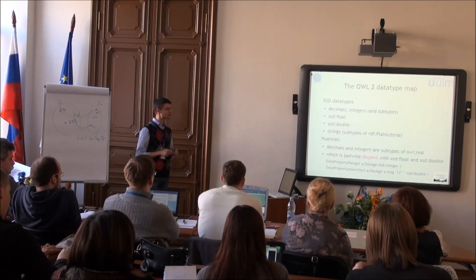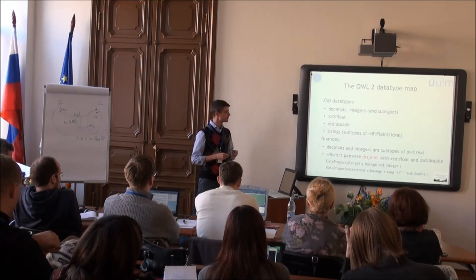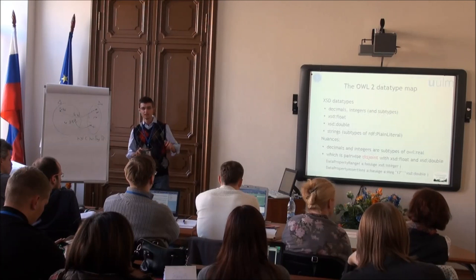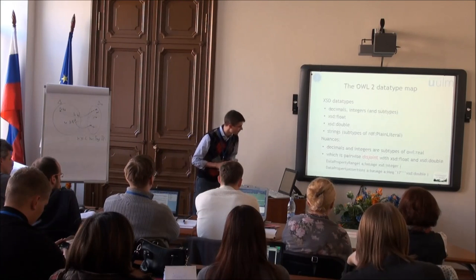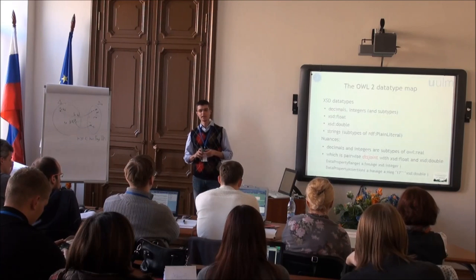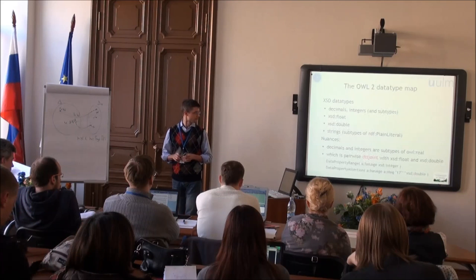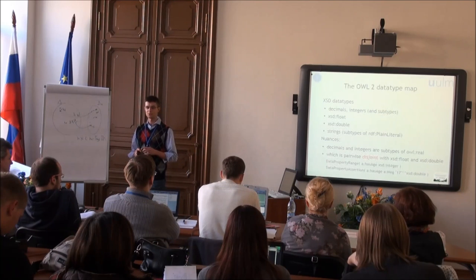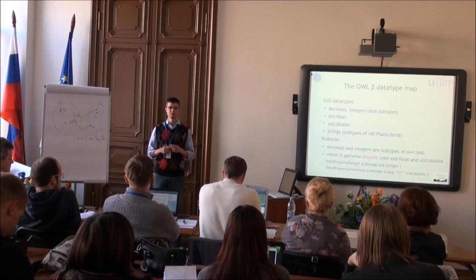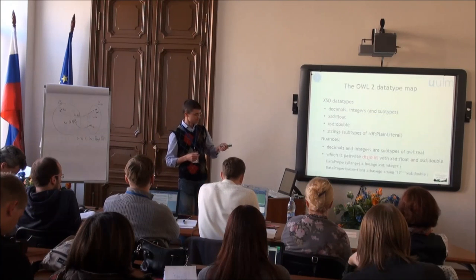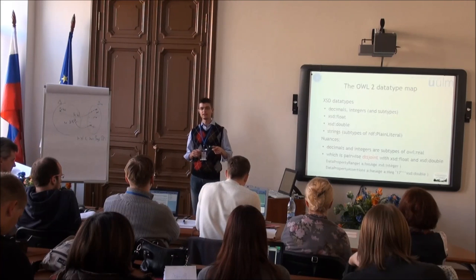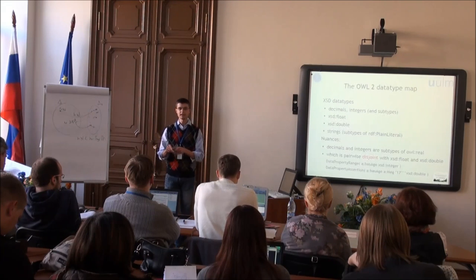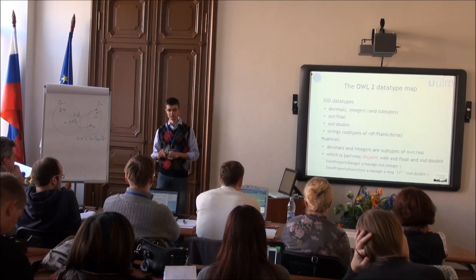The standard OWL data type map, which is built into the language, is basically a collection of data types defined by XML Schema plus something else. That something else is just a few more data types like owl:real and owl:rational, which are there to clarify the relation between certain XML Schema data types. So for example, the whole hierarchy of integers and decimals is under owl:rational and owl:real. And that is disjoint from float and double.